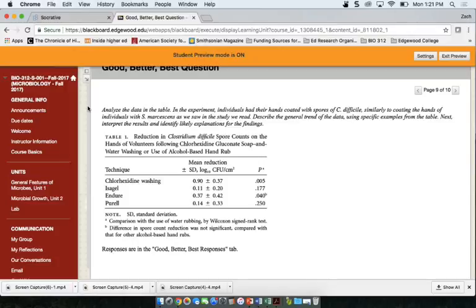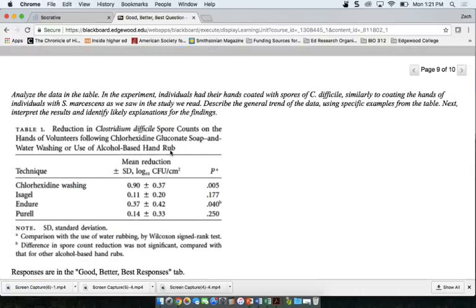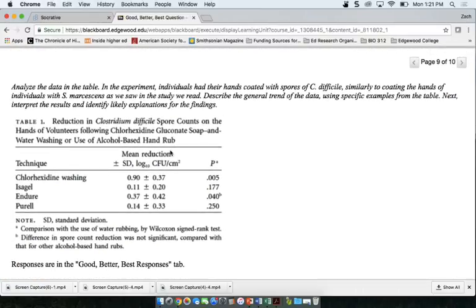We're actually going to do this one in class today. Not from the paper, but actually quite similar in concept. So here is the question. It says, analyze the data in the table, shown here. In the experiment, instead of using Serratia, they had individuals who coated their hands with spores of C. diff. Okay, right on the palm.